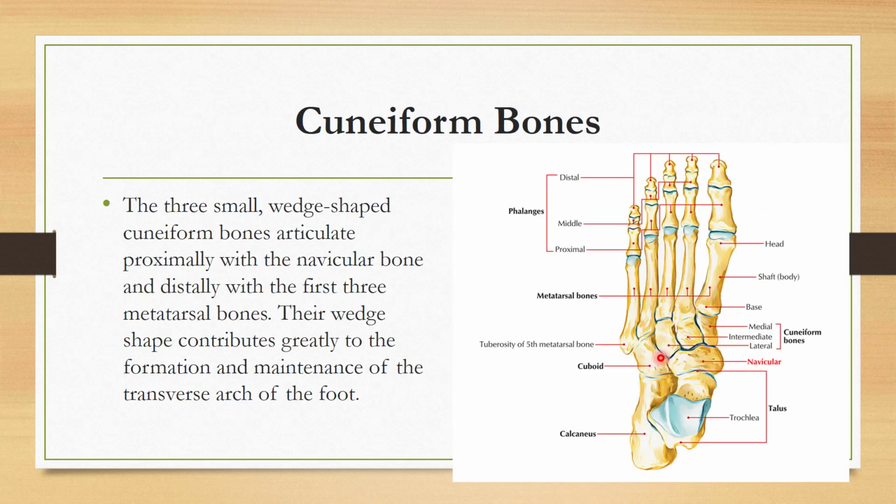Now three cuneiform bones. See here, these are three small wedge-shaped cuneiform bones which are articulating proximally with the navicular bone and distally with the first three metatarsal bones, which are first three medial metatarsal bones. They are wedge-shaped, and contribute greatly to the formation and the maintenance of the transverse arch of the foot.